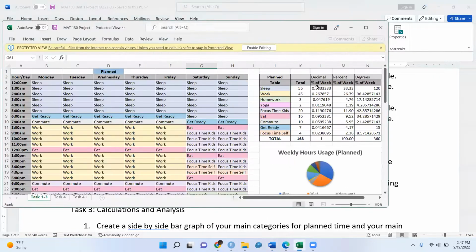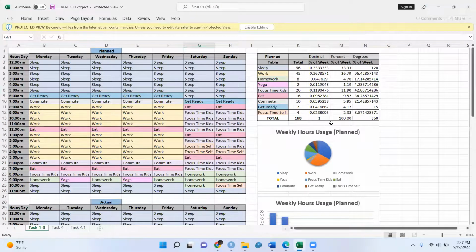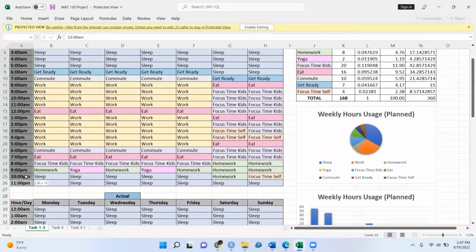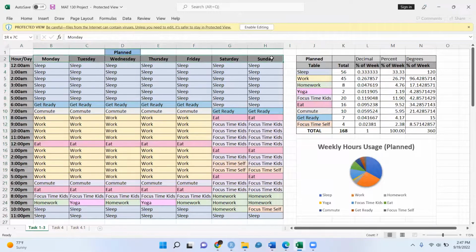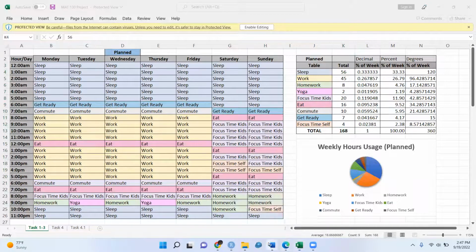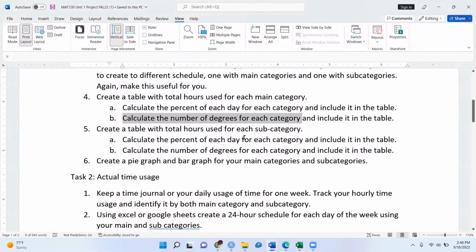So here's an example project that someone turned in. It's quite amazing, if you ask me. Don't feel like this is how yours has to look. They have their 24-hour period here, and their 7 days of the week here. And here are the categories they created. Here's the total time they spent. It really should be weekly time. This says day, doesn't it? Calculate in percent of each day. This should say week.